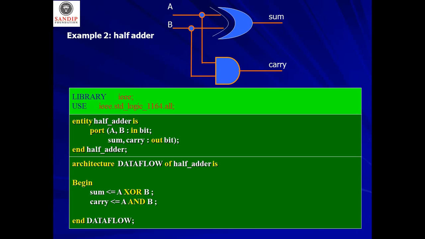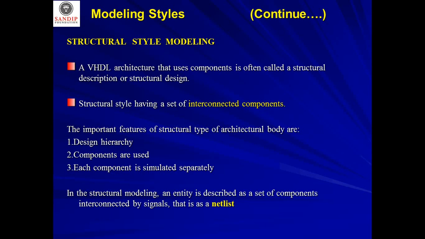Means by using the operators XOR and AND, we can write or describe the operation of the half adder by using data flow modeling. Means if you know the logic equation or output equation of the ports, or the relationship between inputs by using logical equations, you can use the data flow modeling. Similarly, the third most important modeling style is structural style modeling.